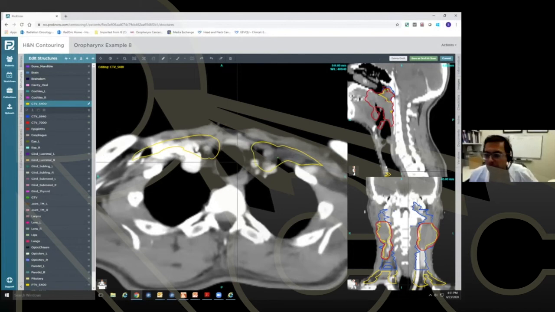So what's the medial border of level 4? Yep, so medial edge of the common carotid, right? Yep, you got it. So right here, you see this volume's going right through the carotid. So just these little things here, making sure you're consistent with your volumes there, okay? Let's go to another case here.